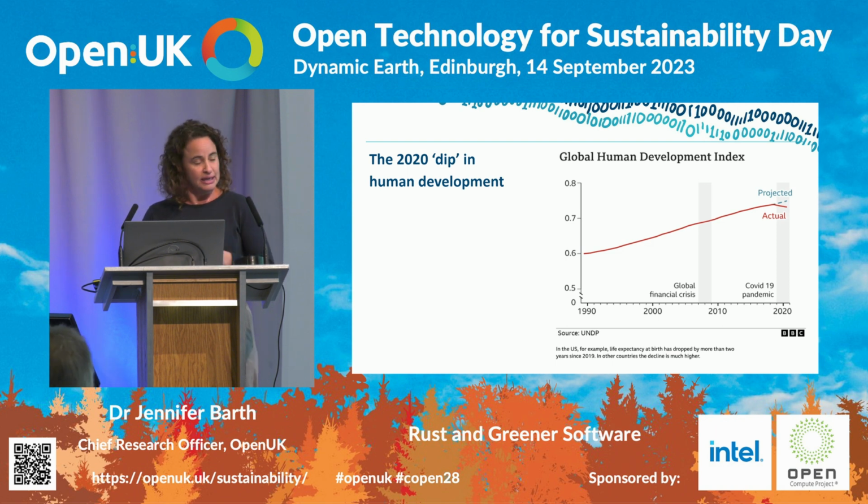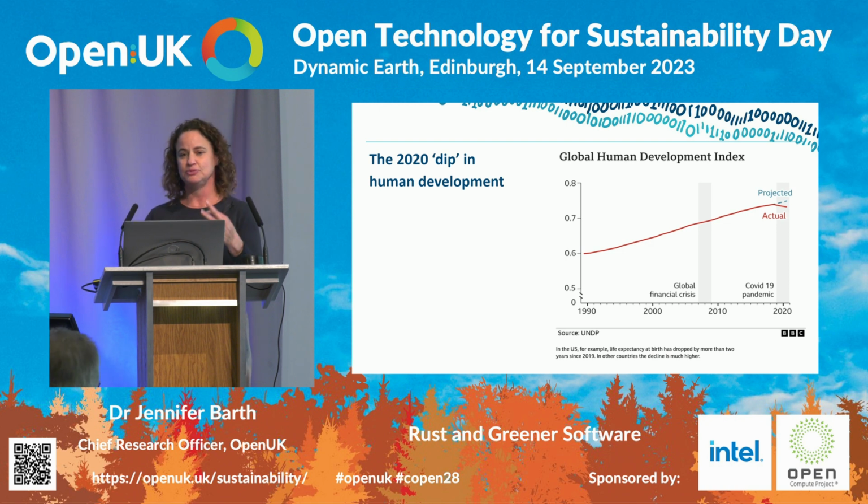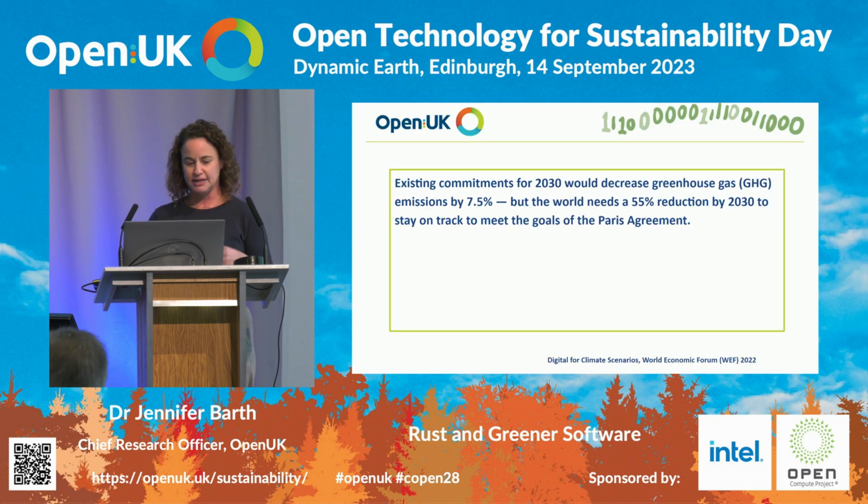So the people, the politics, the situation on the ground are all connected to how we have to talk about and think about this problem. And of course, existing commitments for 2030 would decrease greenhouse gas emissions by 7.5%, but we need a 55% reduction by 2030 to stay on track to meet the goals of the Paris Agreement. As has already been said, we are far behind.